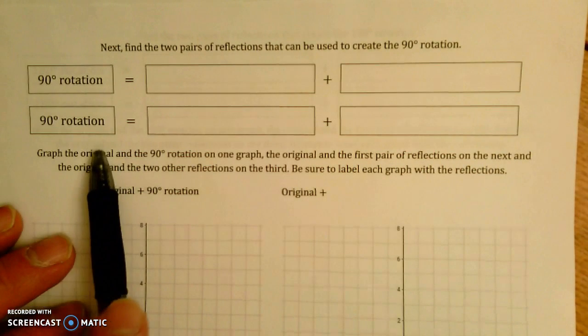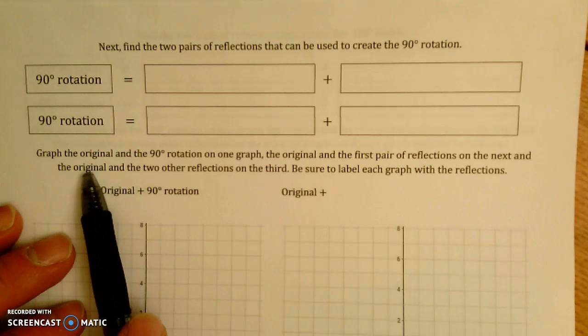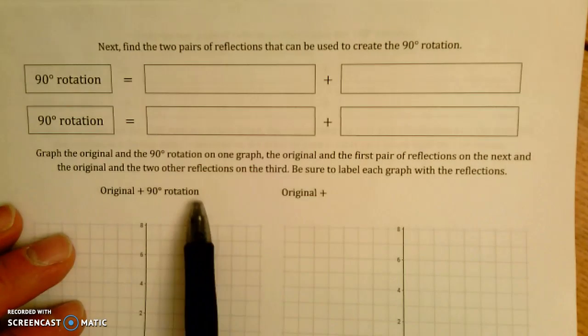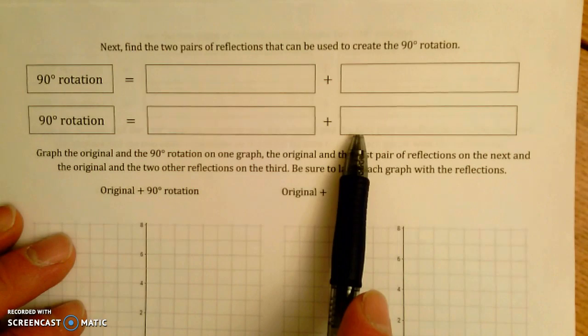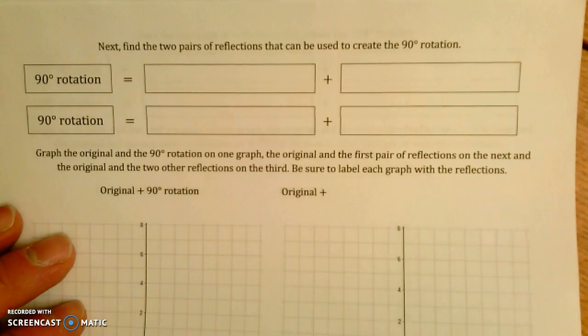By the way, you're actually going to find four total pairs that will produce the 90 degree rotation, but I only want you to record the two that are the most unique. That gives you a little bit of a hint there.